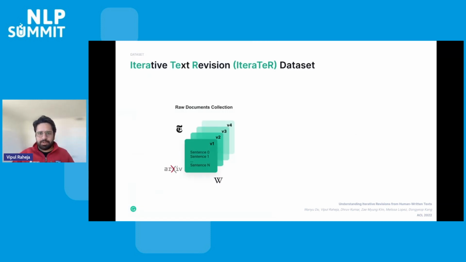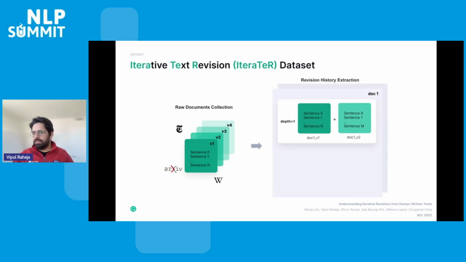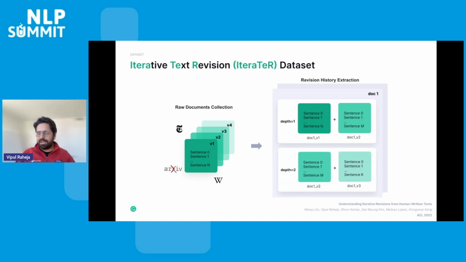So as for the data set itself, we first collected a large data set of raw documents across different domains, such as news articles, Wikipedia, and so on, because they have different writing goals, different writing patterns, different editing interactions. And each document comes with its own revision history. So for each document, we sort each version according to its timestamp in ascending order. And for each document, we pair two consecutive versions as one revision.